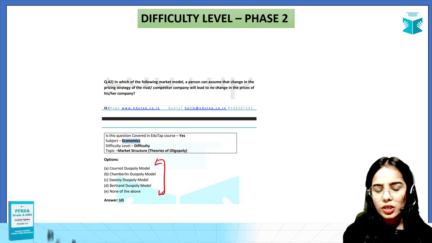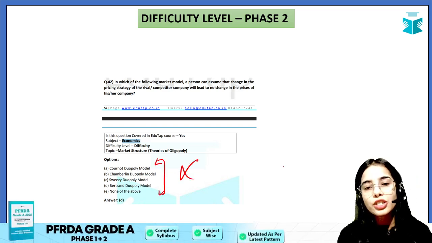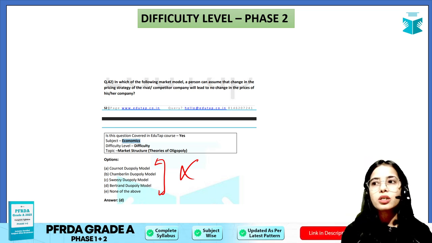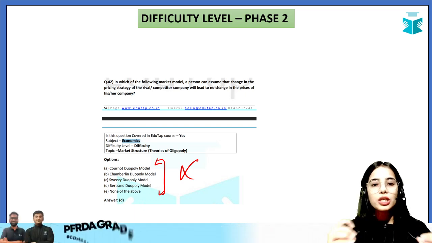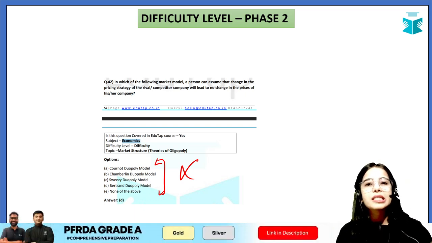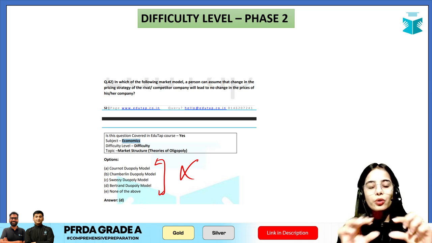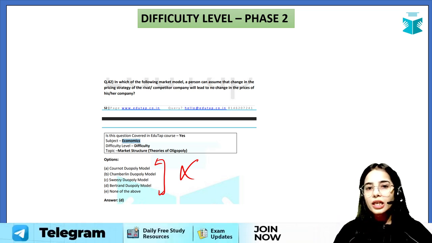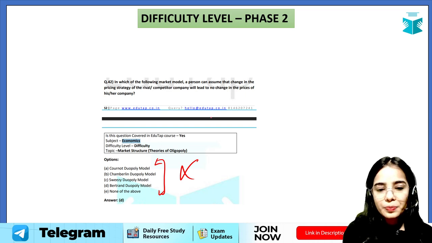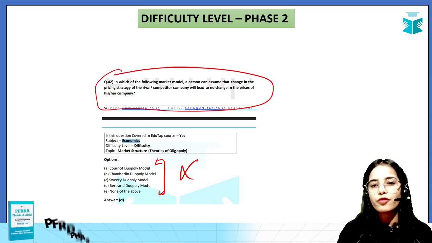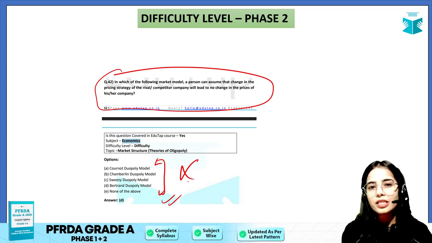Now again, you do not have to go too much in depth of the models. Each model consists of like 15 to 20 pages, but you do not have to cover so much depth. You need just the basic clarity about the models: in one line, what is the Cournot model, in one line, what is the Bertrand model. Here the basic features are given directly, and if you know the basic features, you will be able to answer this question.